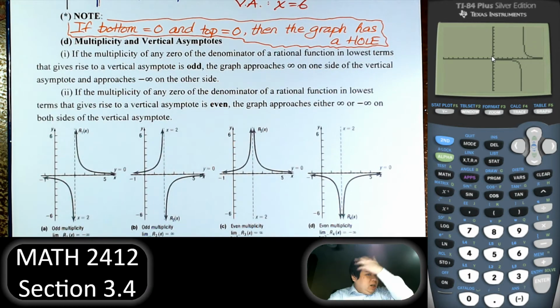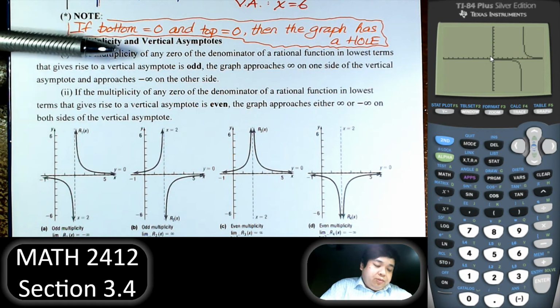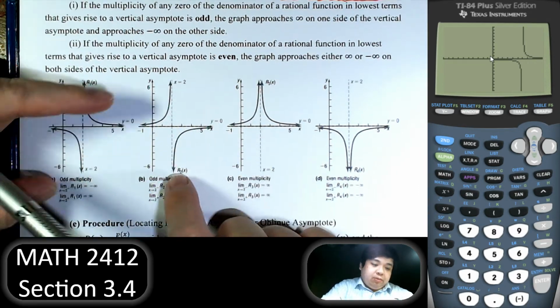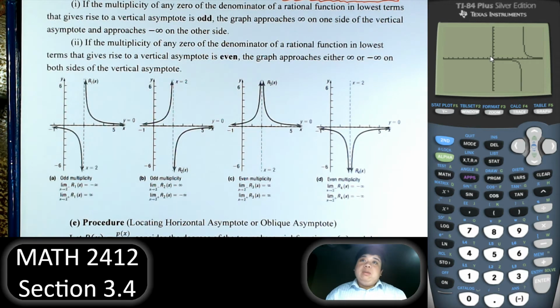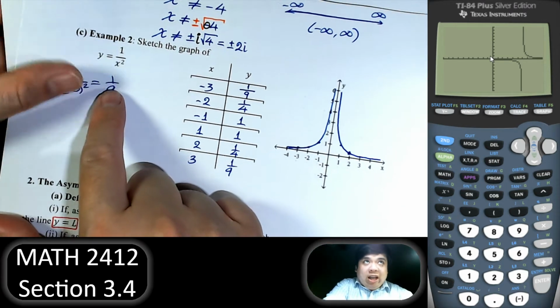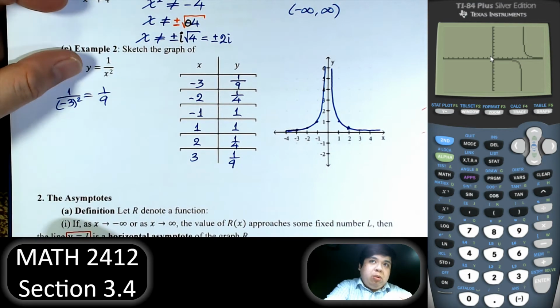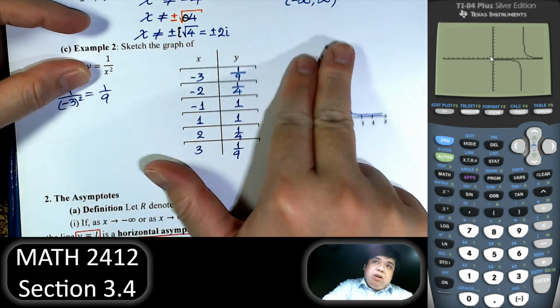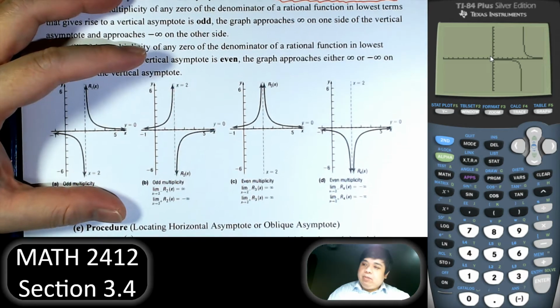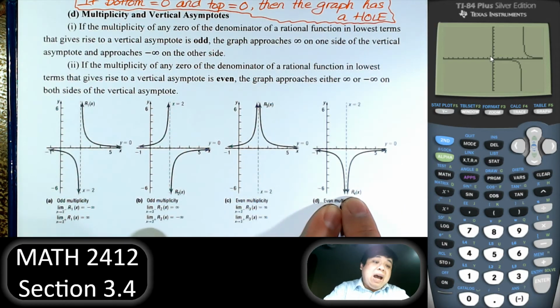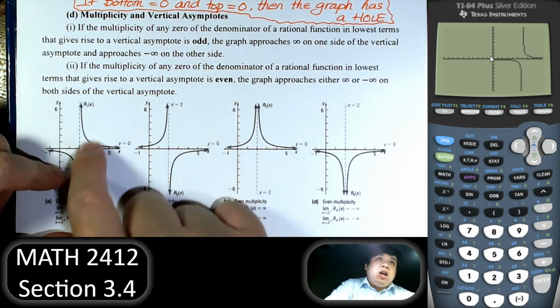Right. Multiplicity and vertical asymptotes. It says that if the multiplicity of any zero of the denominator in lowest terms is odd, one side is positive and one is negative. If it's even, both are positive or both are negative. So here we have 1 over x squared. When x equals 0, the bottom equals 0, so x equals 0 is the vertical asymptote. Multiplicity of 2, so in this case both point up. If the multiplicity is even, they either both point up or both point down. If it's odd, one points up and one points down.